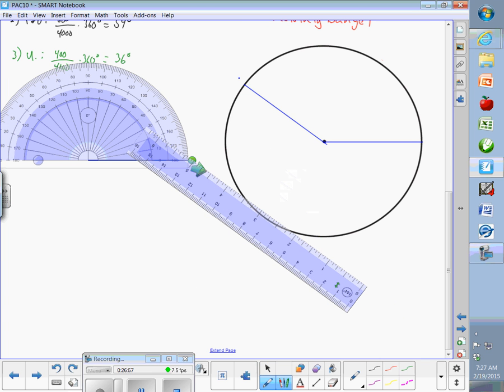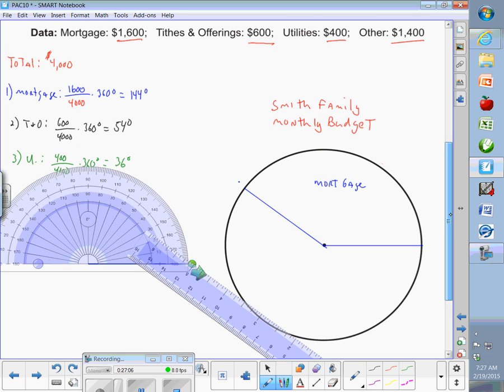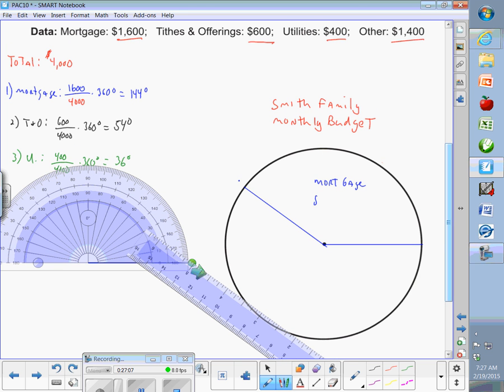And I like to right away go ahead and finish off this section. So to finish off this section, we need to label it. This is mortgage. And we need to put the data amount. So how much was the data? $1,600. Don't put 144 degrees in there. Put the amount of the data. Right, $1,600.